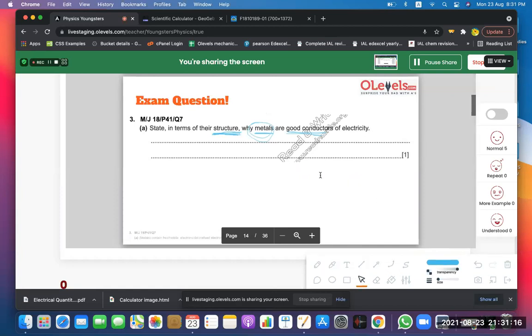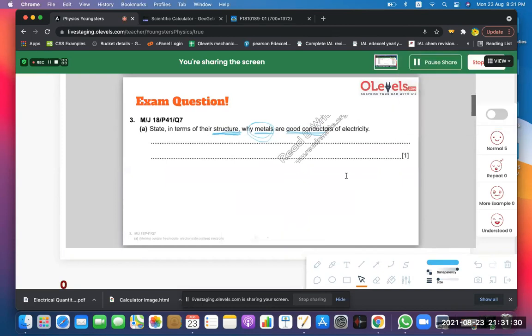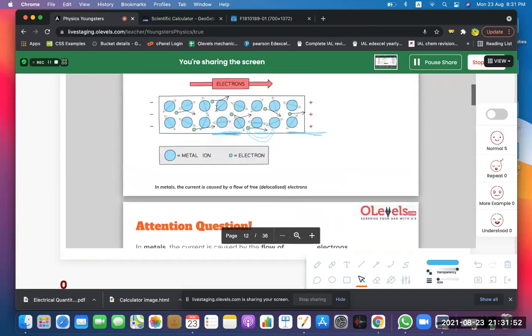How many points do we have to write? Look, this question is of only 1 mark, so we'll just have to write 1 point. You can write 2 if you know, that's not a problem, but you will just get 1 mark. Look, here we studied the structure, and we studied that there are free electrons in the metal.